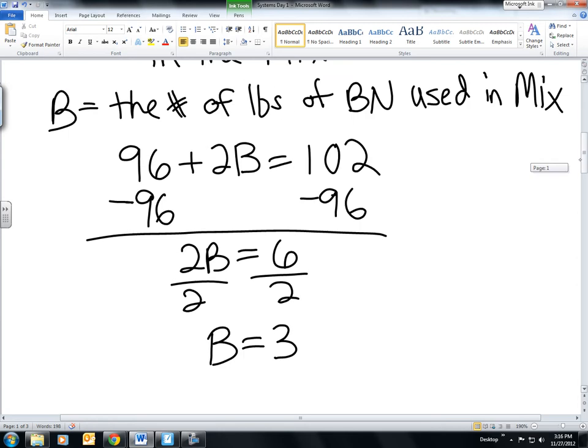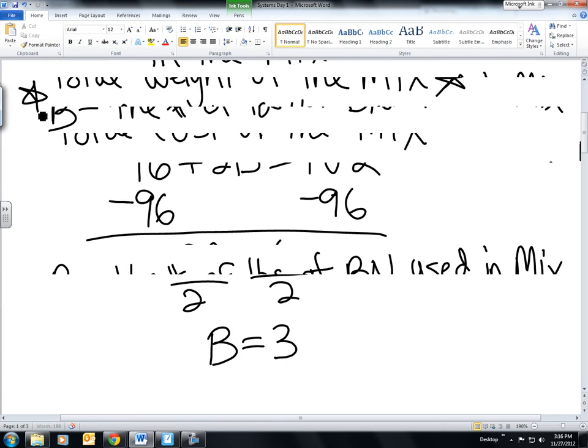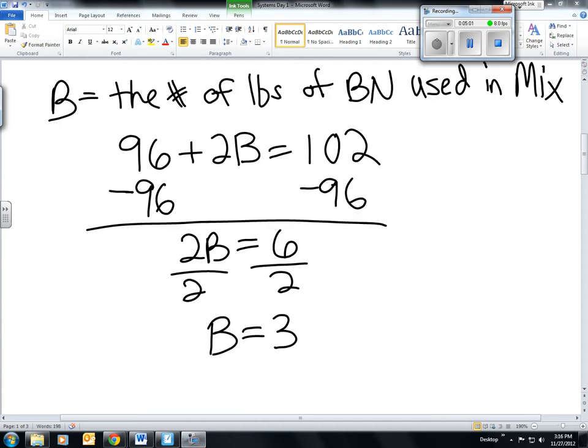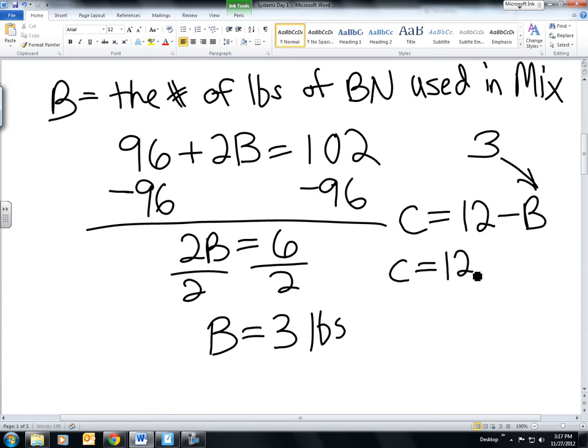And remember, B represented the number of pounds of Brazilian nuts used in the mixture. So 3 pounds of Brazilian nuts were used. Now, to find the value of C, we simply go back to the equation we wrote in the beginning, which was C equals 12 minus B, and we substitute in 3 for B. So we're going to have 12 minus 3, and C is going to be equal to 9. So 9 pounds of cashews were used, and 3 pounds of Brazilian nuts were used.